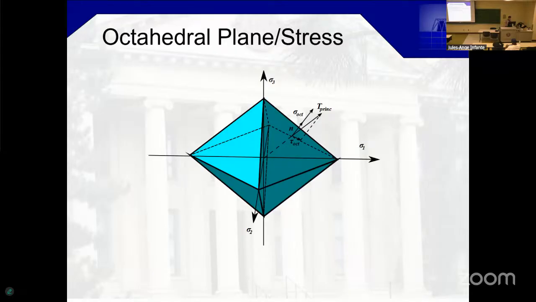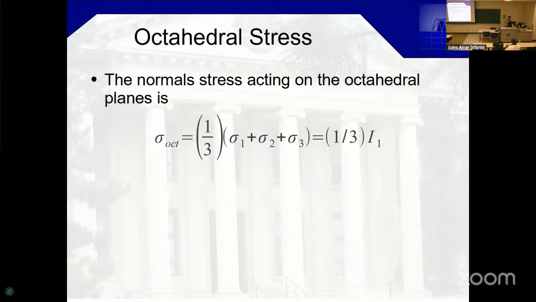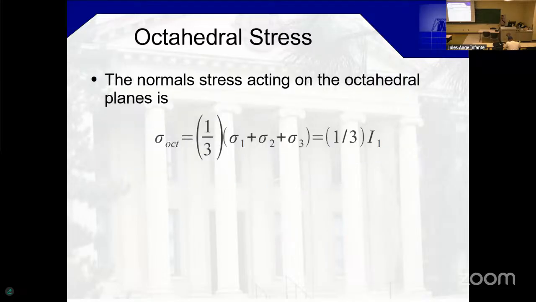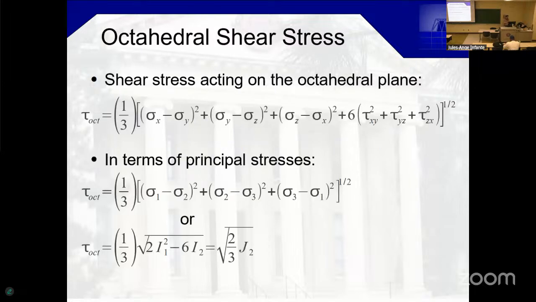Okay, and that octahedral plane, you can calculate it from basically 1/3 of the sum, so it's the average principal stress, basically. It's 1/3 of I1, the sum of the three principal stresses. So it's the average normal stress. You can think of it as the average normal stress on a point, the hydrostatic stress.